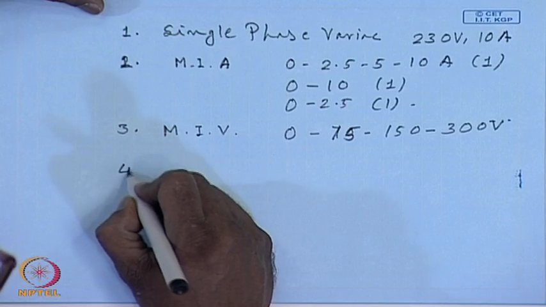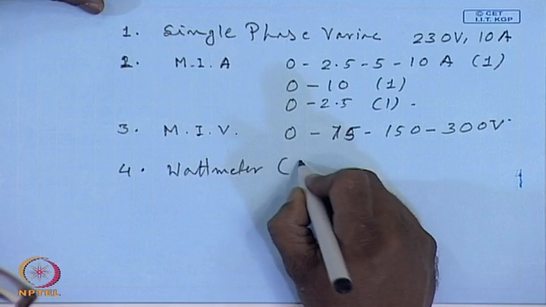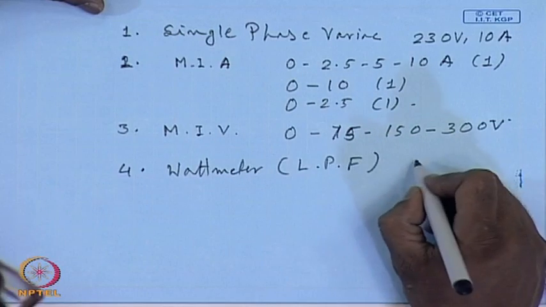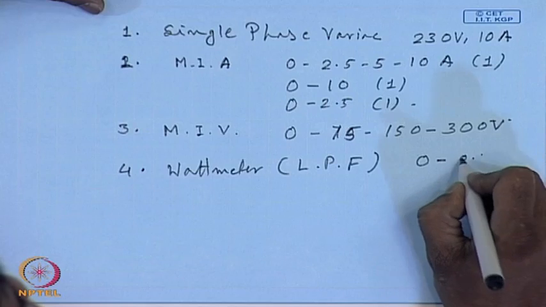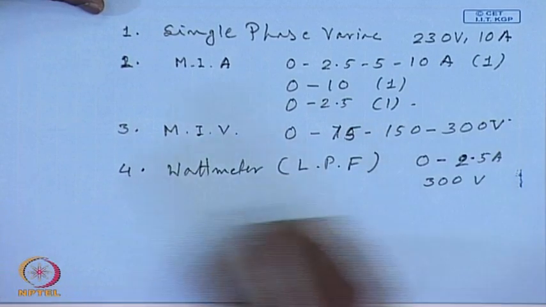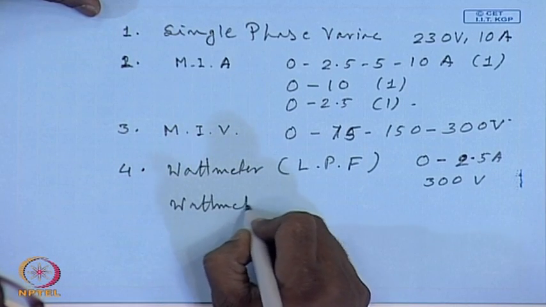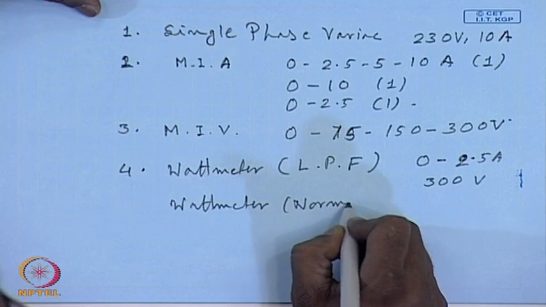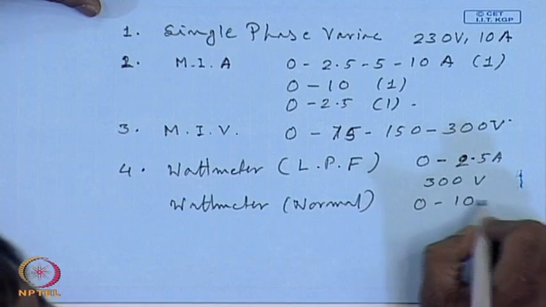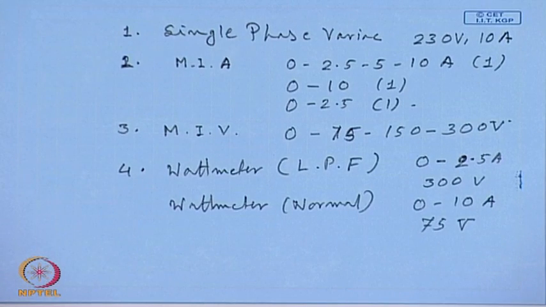You will need two types of wattmeter. One is LPF, current coil rating 0 to 2.5 amperes, potential coil rating 300 volts. Another is a normal wattmeter, current coil rating 0 to 10 amperes, potential coil rating 75 volts. This is the list of equipment which will be necessary for performing the short circuit and the open circuit test on this particular transformer.